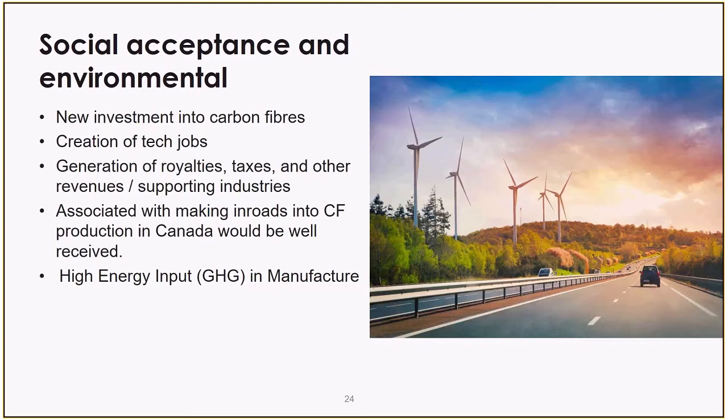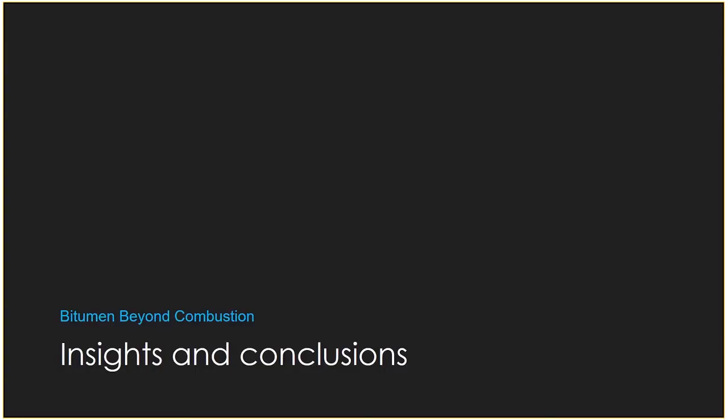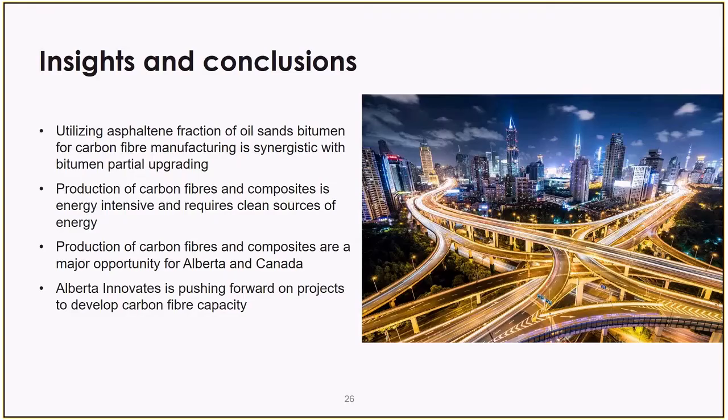And so to bring it all back together for the whole webinar now, I'd like to share some insights and conclusions. The first being that we really see using asphaltenes from oil sands for carbon fiber manufacturing as a strong win for Alberta, and it's also a strong win when we consider it in the context of another initiative that has very strong interest right now, and that's partial upgrading.